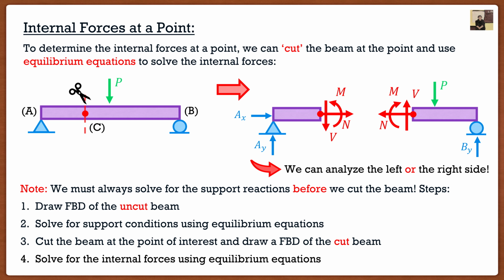It's the same thing as the method of sections in trusses. Remember, for the method of sections, we would determine the support reactions, cut the truss, and use equilibrium to solve for the internal forces. Same thing here. The only real difference is we have different internal forces. Trusses are just axial forces, and in beams we have the three. We have axial, shear, as well as moment.